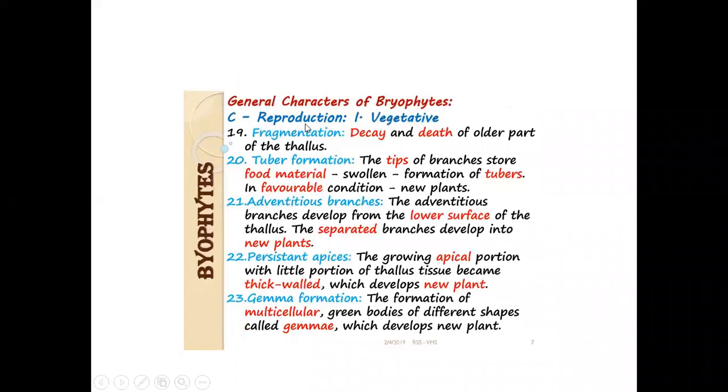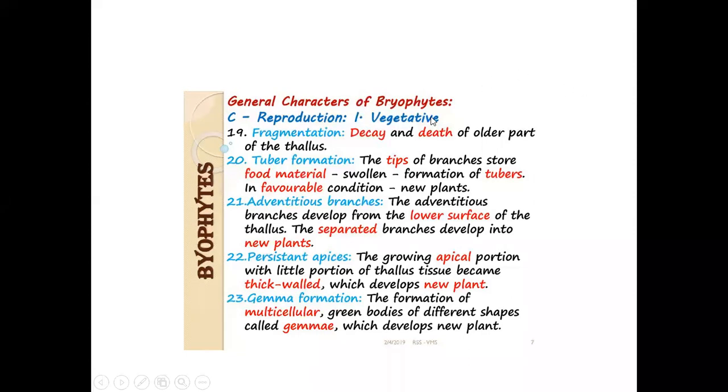Next, that was regarding the vegetative structure of the thallus plant body. Now we are going for reproduction. Bryophytes undergo vegetative reproduction. Reproduction means they are giving rise to new plants. When we talk about reproduction, first we will discuss vegetative reproduction: how a new plant is developed from the mother plant.